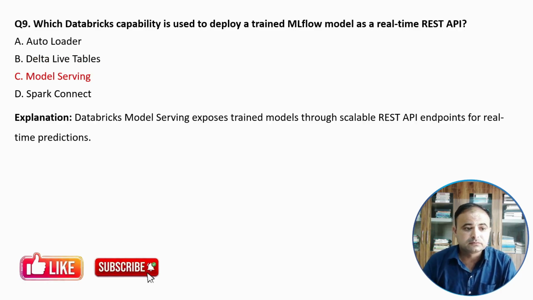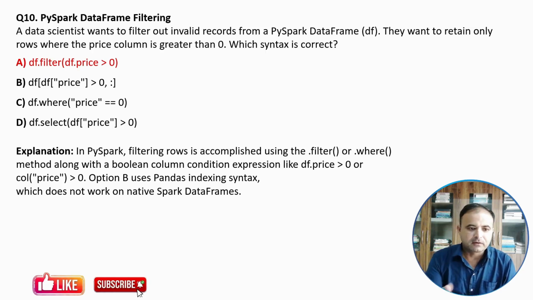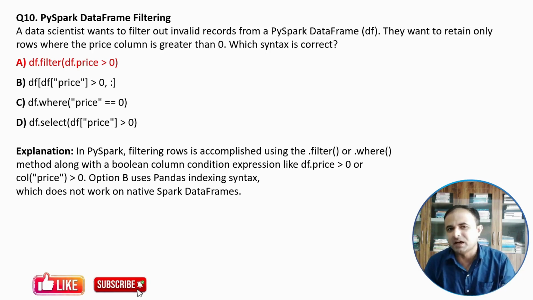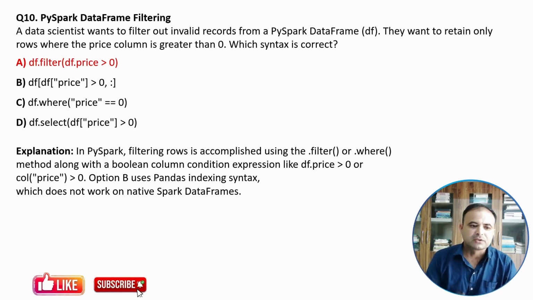Obviously, I think you have already worked with pandas DataFrames. A similar question is asked here for the PySpark DataFrame. They want to retain only rows where the price column is greater than 0. Which syntax is correct? Here df means DataFrame, df.filter(df.price > 0). So this is the second one.